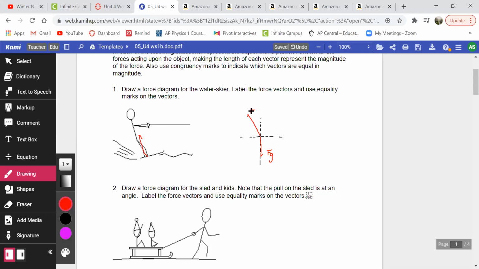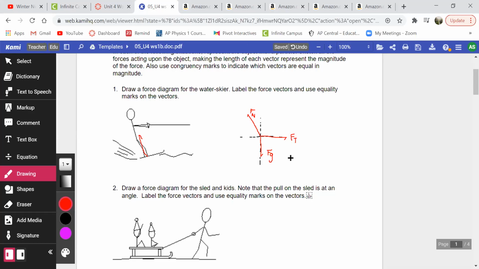And I'm going to call this normal force. We're looking at just the skier. He's on the skis. So we got normal force there. And then what else do we have acting on him? Tension. All right. So right now we've got three forces.